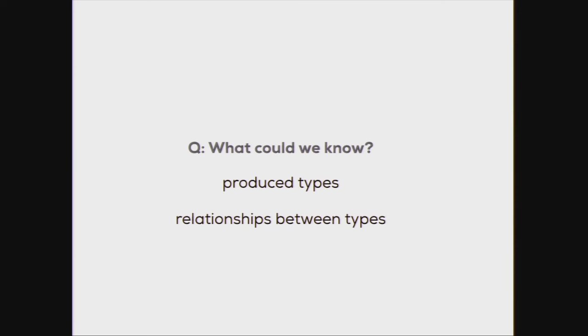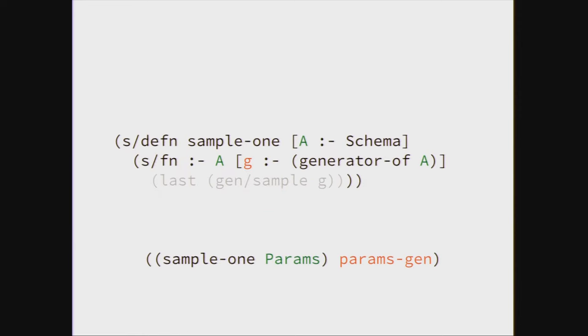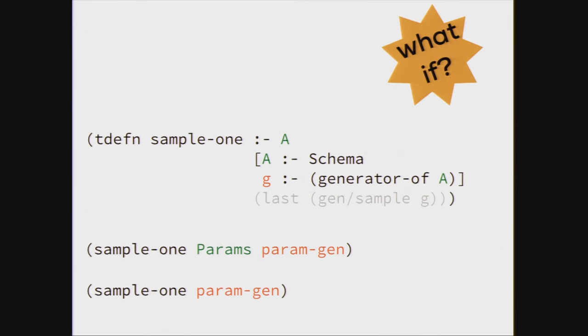I would also love to be able to specify the relationship between types, like type parameters, at the function level. This sample-one function, which sadly is not built into test.check, I would love to say you give it a generator of A and it returns an A. I can do that right now, but I have to make my sample-one a function that returns a function, so you can give it the A, then give it the generator, and then it could do the check. But I don't like this because it involves changing code. It requires actually changing the code that already uses sample-one. And I'm not okay with that because I'm coming back and annotating other people's stuff.